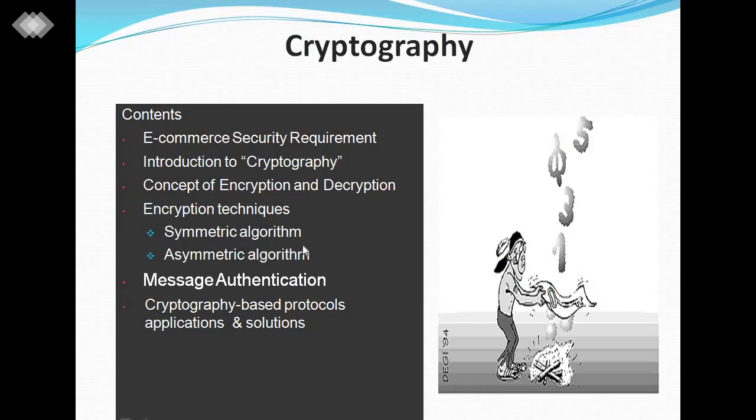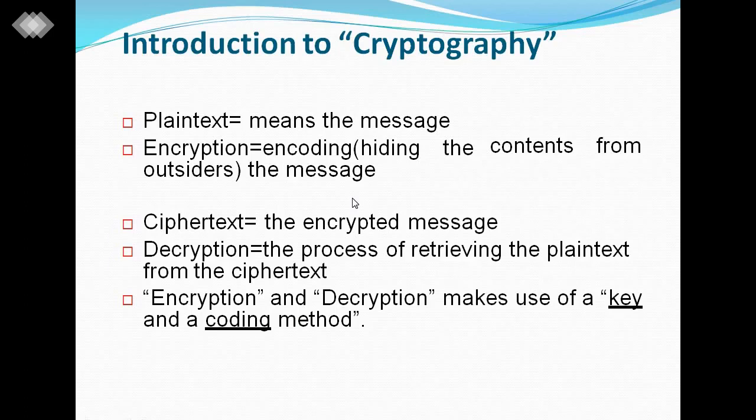So here is cryptography. Some e-commerce security requires cryptography. Here we will learn about some cryptography based on applications and solutions. Now let's start with the introduction to cryptography. Plain text means the message. Encryption means encoding, or hiding the contents from outsiders. Ciphertext means the encrypted message, and decryption is the process of retrieving the plain text from the ciphertext. They include encryption and decryption methods which make use of a key and a coding method. So these are the basics of cryptography.